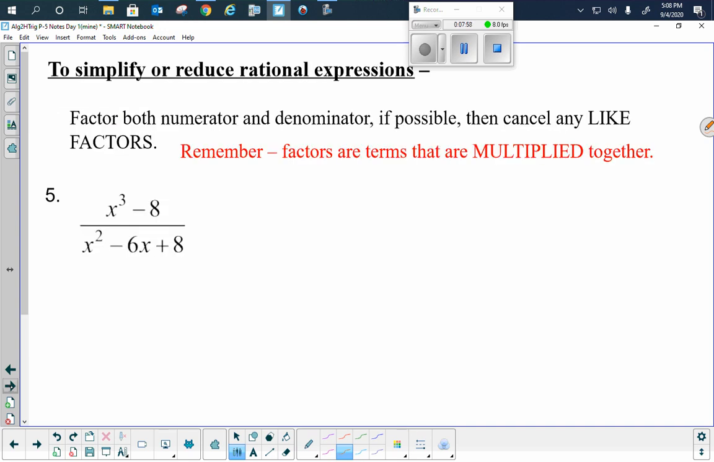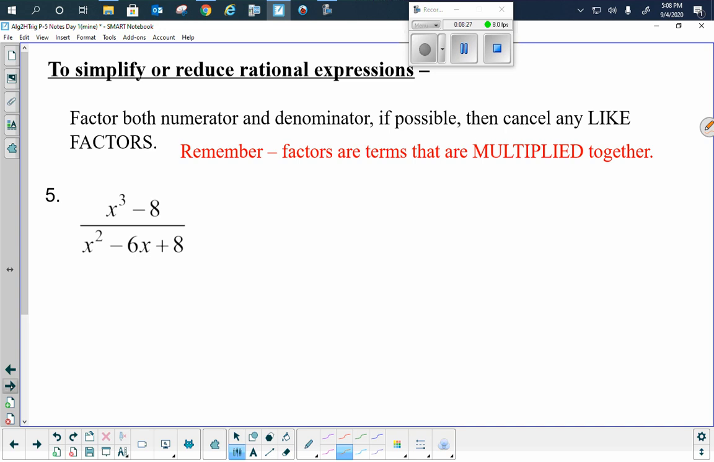So to simplify or reduce rational expressions, again, here's where you need to be super good at your factoring. So hopefully you're getting a little bit faster at it. Okay, factor both numerator and denominator if possible, and then cancel any like factors. That's going to be a big thing. That's why it's in capital letters. Remember, factors are terms that are multiplied together. Okay, all right, so here we go.